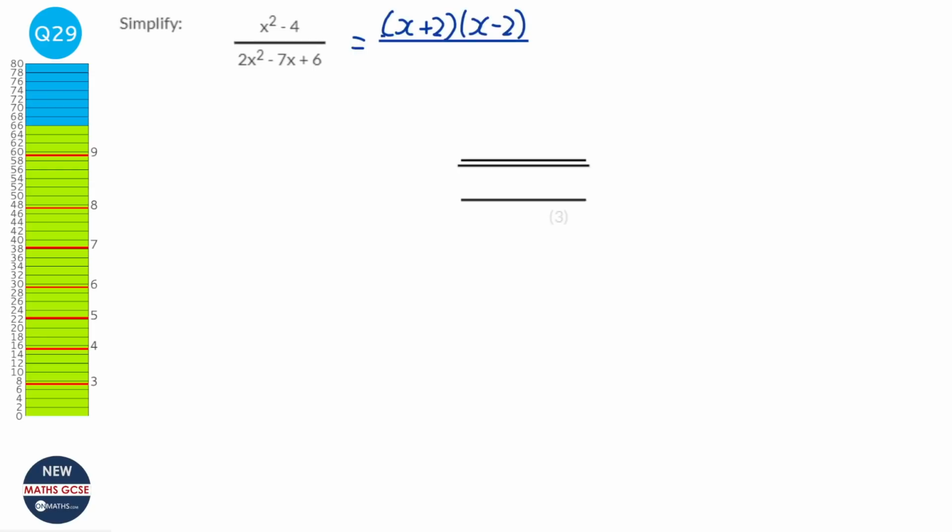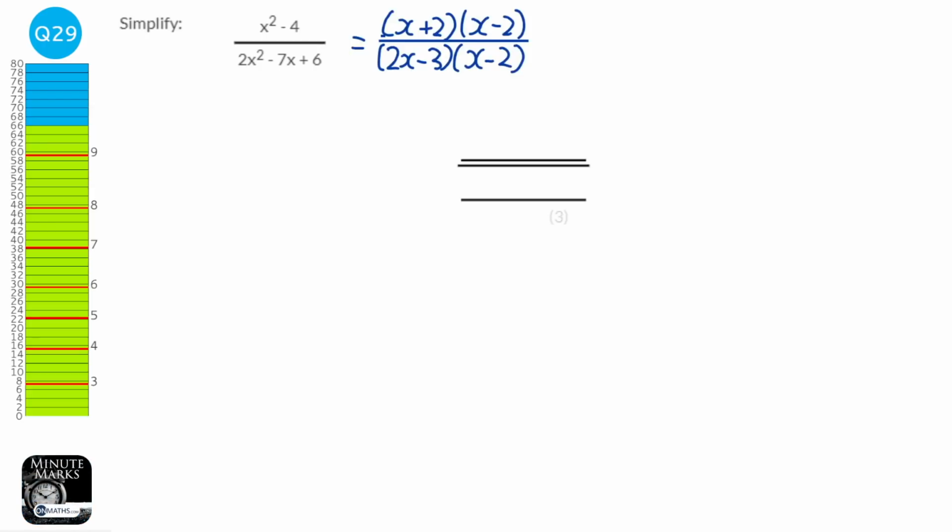Similarly, the bottom is just a simple quadratic, so we're just going to factorise that. Again, we've got videos on how to factorise quadratics, so have a look at those if you need to. Then we're going to look at top and bottom and see if there's a bracket that's the same, which there is, this x minus 2.